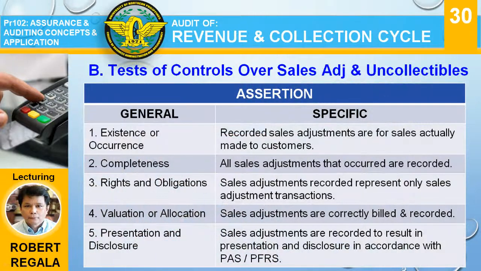Slide 30. Step B. Tests of controls over sales adjustments transactions. As was stated in the discussion in the audit procedures related to sales transactions, the general and specific audit assertions listed on the slide are the same with sales and thus also apply to sales adjustments and uncollectible accounts. Specific assertions are identified corresponding to the general assertions indicated in the financial statements. The general and specific assertions for sales adjustments are listed on the slide.